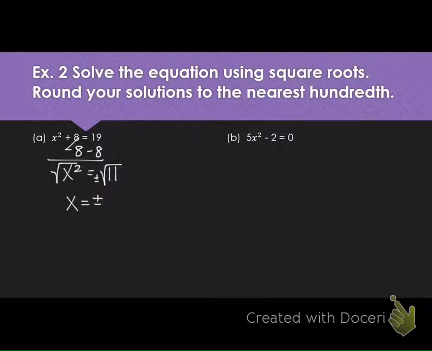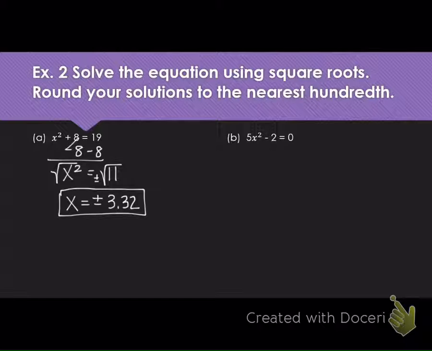Grab those calculators. And tell me what the square root of 11 is, rounded to the nearest hundredth. 3.32. Now, I believe in the calculator it's a 3-1, but what's after the 1? A 6. So just as a mini review, if the number is 5 or higher, it rounds up. So 3.32 would definitely be your final answer. Again, you can say x equals positive 3 and 32 hundredths, and then x equals negative 3 and 32 hundredths, or you can leave it just like this.